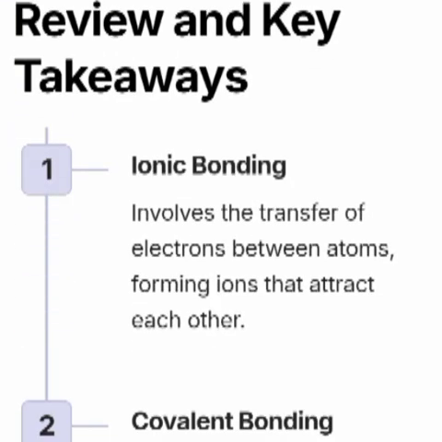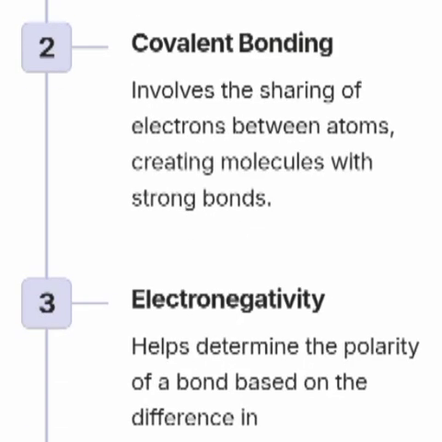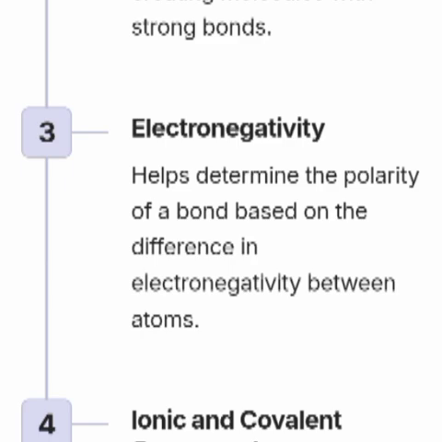Okay, let's review what we have learned. Ionic bonding involves the transfer of electrons between atoms, forming ions that attract each other. Covalent bonding involves the sharing of electrons between atoms, creating molecules with strong bonds.